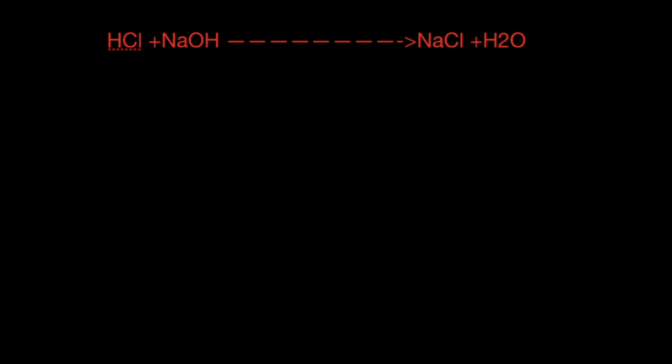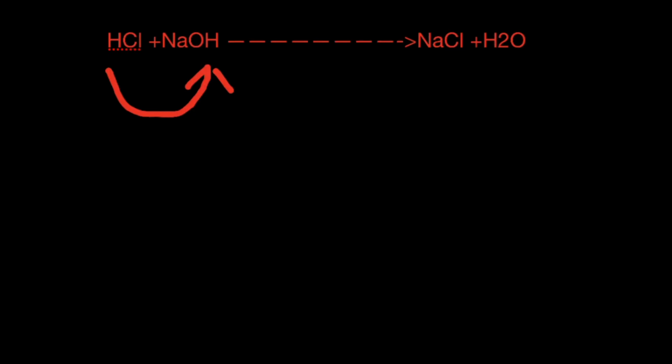Here's an example of an acid-base reaction. Here we have hydrochloric acid and sodium hydroxide reacting to give us sodium chloride and water. The acidic hydrogen in the hydrochloric acid is attracted to the partially negative charge on the oxygen in the sodium hydroxide. This is important because it means that during the reaction, the bonds don't break and then form, but break and form at the same time.